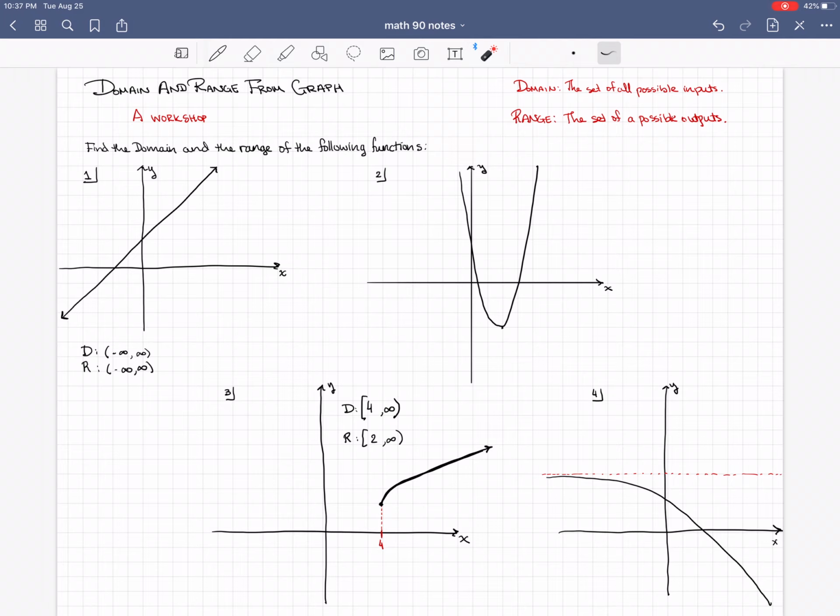So I like to physically trace along the x-axis in order to be able to see what the situation is with my graph. As I trace along the x-axis, what you see here is, sure enough, there are points on the graph for any value of x that I pick.